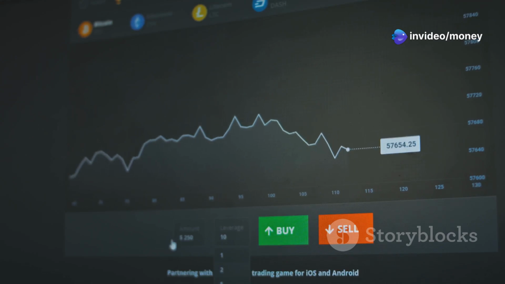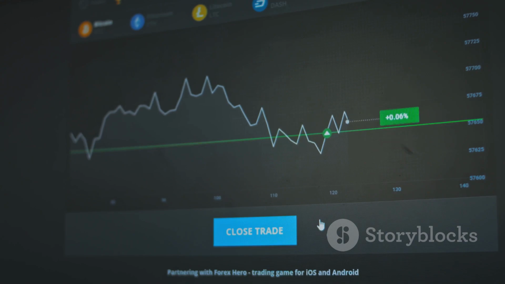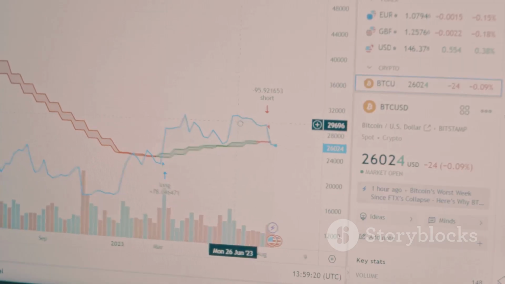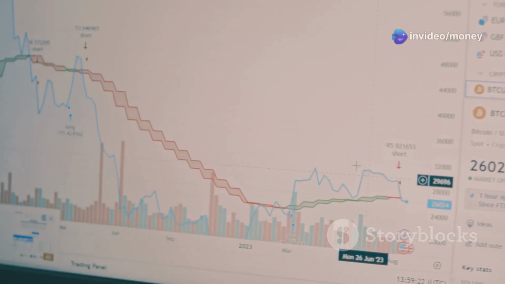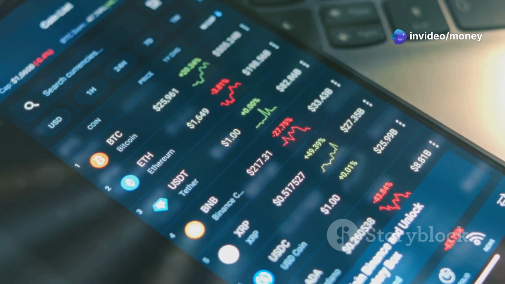EMAs, on the other hand, give more weight to recent prices, making them more sensitive to recent price changes. WMAs also give different weights to prices, but they put more emphasis on the most recent prices, even more so than EMAs. Now here's the cool part.